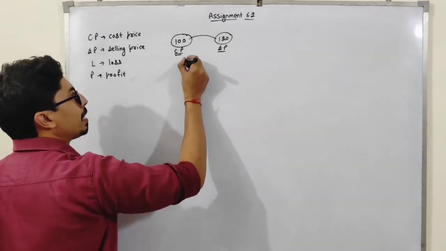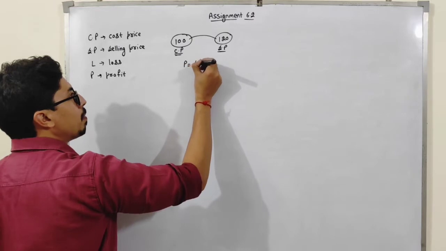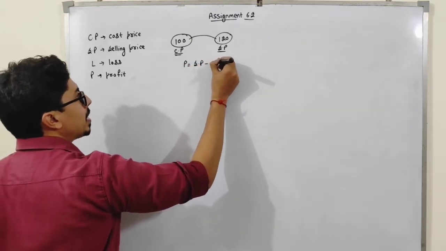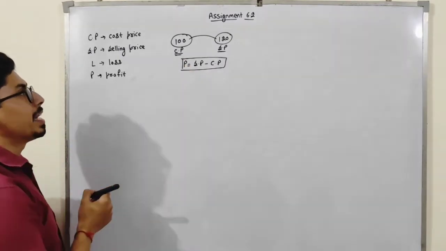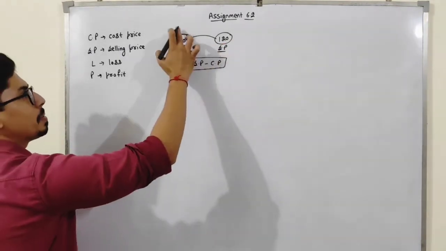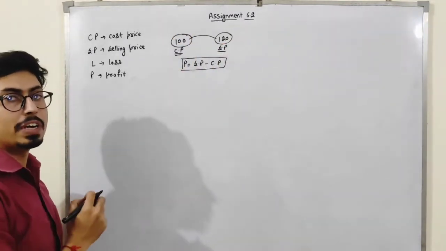So profit will be how much? Just remember the formula. Profit will be SP minus CP. That means 120 minus 100 means 20 rupees profit I have earned.